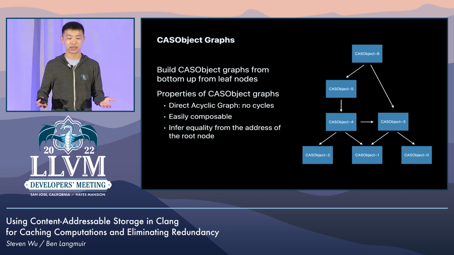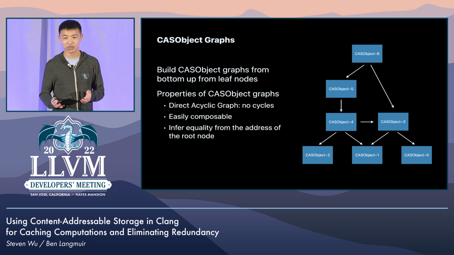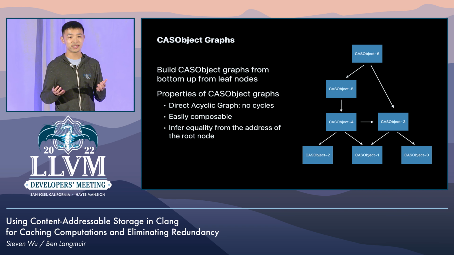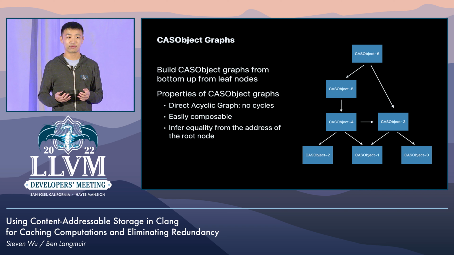With this model in mind, we can build graphs out of CAS objects. You can build graphs bottom up from the leaf nodes, and the properties of the CAS guarantee that there cannot be any cycles. Thus, it's all going to be a directed acyclic graph. You can also easily compose a big CAS object graph from smaller ones. You can also easily infer the equality of CAS graphs by just comparing the addresses of the root nodes.